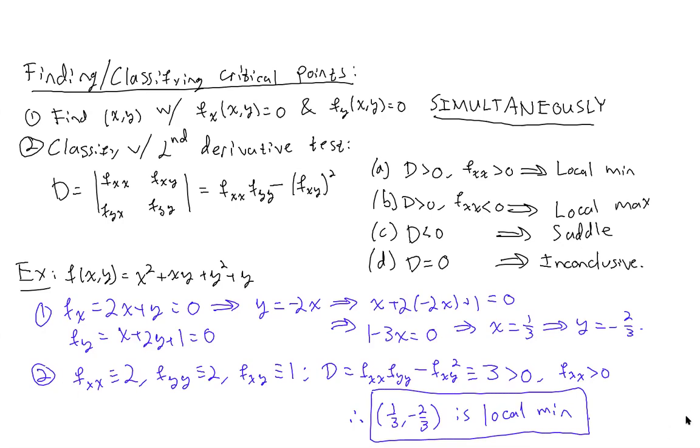Now that's a relatively simple example. Let's look at something a little more complex. What if we take f(x, y) is equal to (x minus y) times (1 minus xy)?